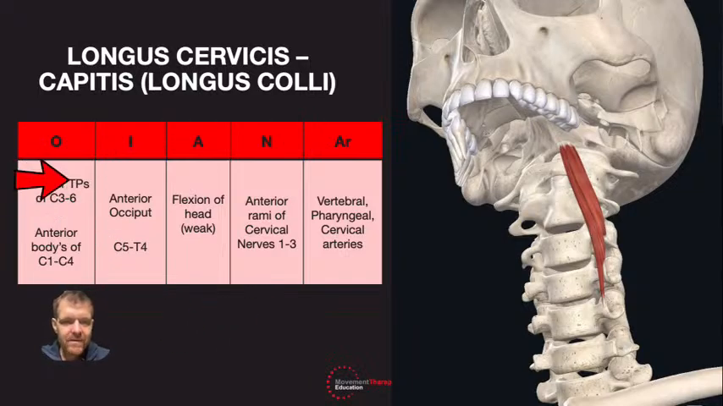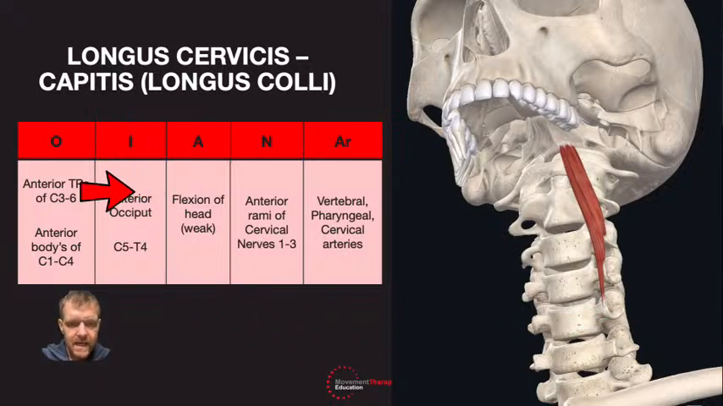So we've got the anterior transverse processes of C3 to C6. Okay, so the anterior part of the side sticky out bits, and then the anterior bodies of C1 to C4. So it kind of twists around and comes onto the front of the vertebral bodies. And then the insertion is the anterior occiput, so on the front of the occipital ridge, and C5 down to T4. So you can't see it on this image, but we'll have a look on the videos.